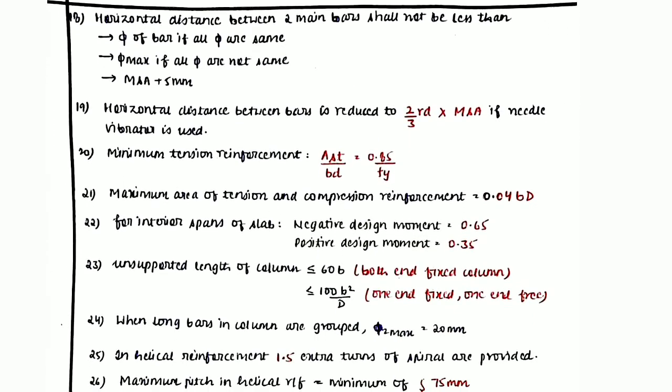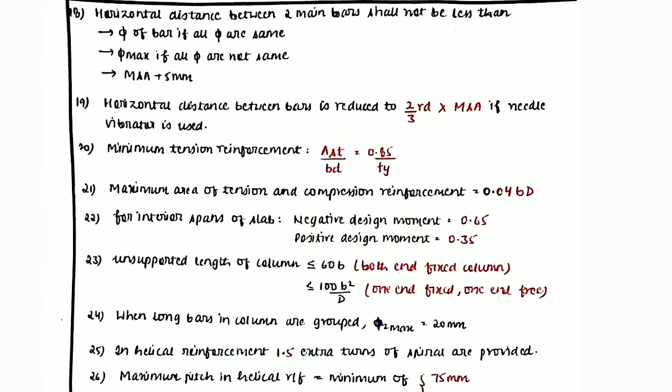The next recommendation is the 18th recommendation. The horizontal distance between any two main bars shall not be less than the minimum of these three. The first is the diameter of the bar, if all bars are of the same diameter. If in a beam all bars are, say, 20 millimeter, then the horizontal distance between any two bars should not be less than 20 at all. Suppose you use many diameter bars, then phi max should be the minimum horizontal distance between the two main bars. Similarly, the third condition is MSA plus 5 millimeter.